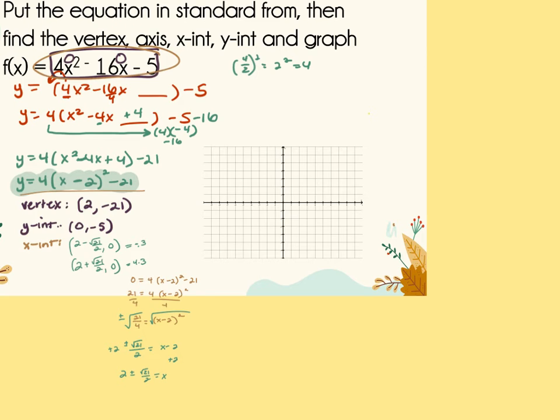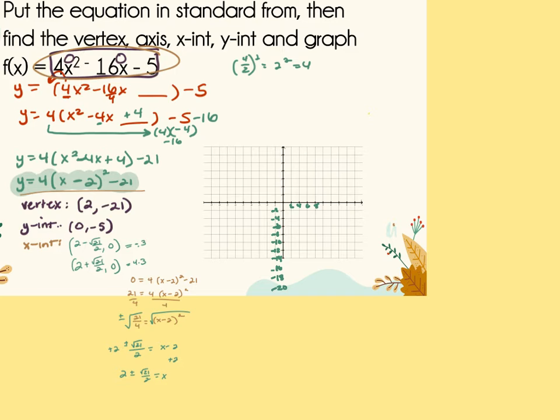Since my vertex goes down to negative 21, and you might get a large y-intercept, feel free to adjust your graph. So I'm going to go by 2's this time. So this is negative 2, negative 4, negative 6, negative 8, negative 10, negative 12, negative 14, 16, 18, 20. This would be 2, 4, 6, 8, and so on and so forth.